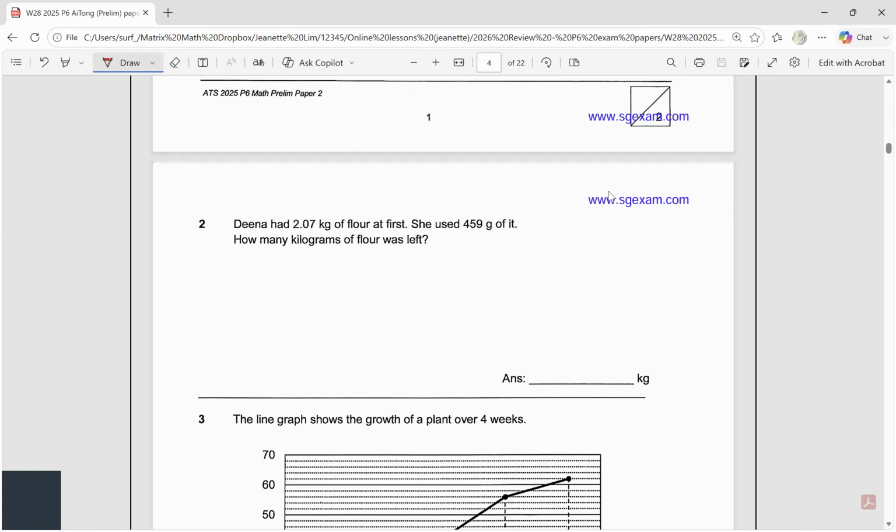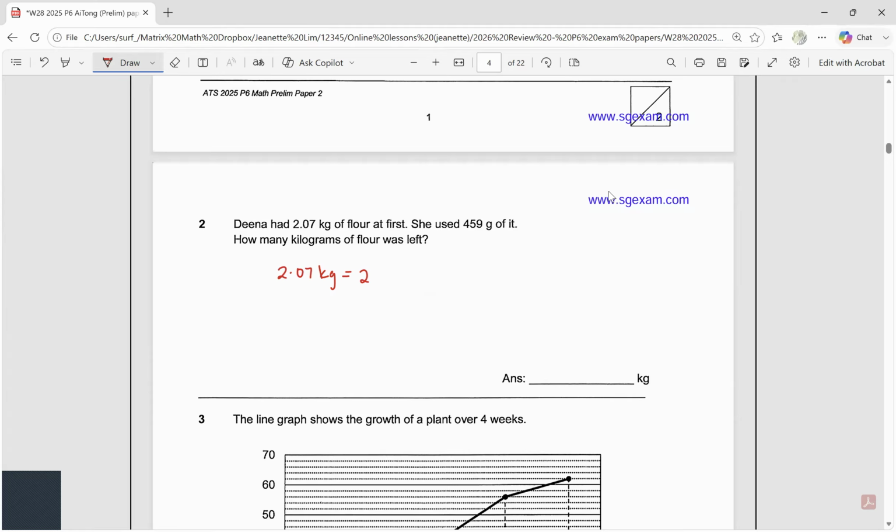Question 2. Dina had 2.07 kg of flour. First, she used 459 grams of it. How many kilograms of flour was left? Okay, this requires you to do conversion between kg and grams. So let's convert to grams first. It's easier to see. If you want, you can convert 459 to kg, but then you'll be using decimals. You have to work with decimals. So to prevent careless mistakes, I'm going to change it to grams.